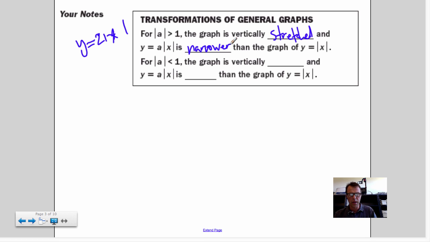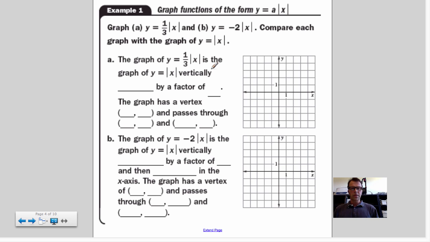And if you put a number less than 1, but bigger than 0, so we're talking fractions here, let's say I put a third of the absolute value of x, then we say the graph is vertically shrunk, and that it is wider. Excellent. 2 examples. So here's the first one, actually similar to what I picked, right? So let's circle it. 2 examples, 1 page, a little busy.